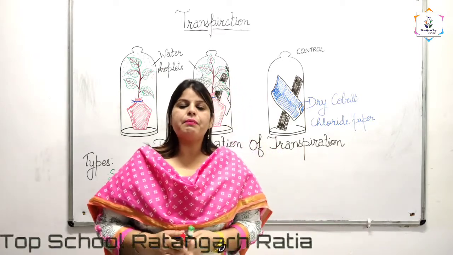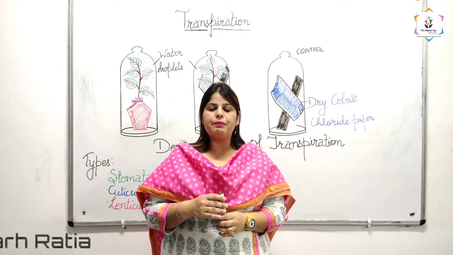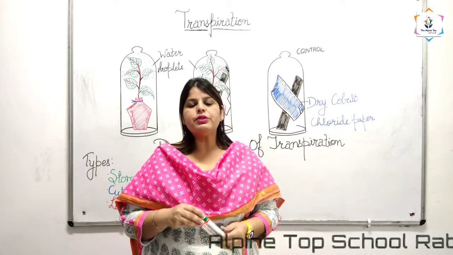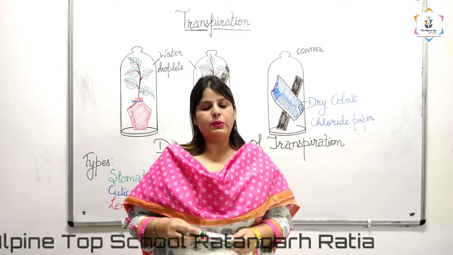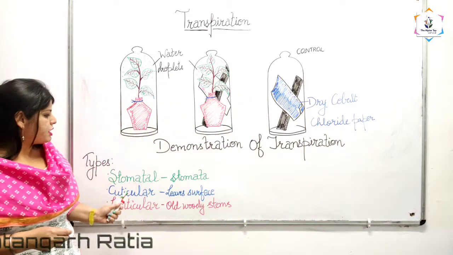And the second important point of transpiration: it is useful for plants because it provides a cooling effect. Because water is continuously lost from the tips of the leaves, it provides a kind of cooling effect. So there are three main types of transpiration.